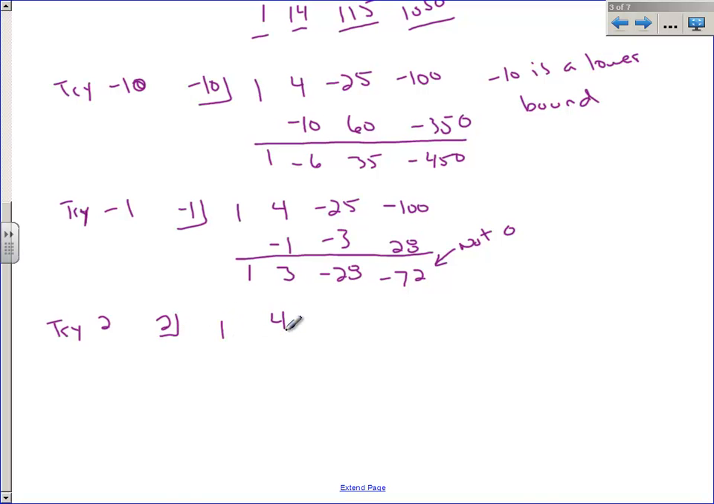1, 4, negative 25, negative 100. Draw a little bar. 2 times 1 is 2. Add. Multiply. What is that? Negative 13? Is that right? Multiply. That didn't work either. Alright, let's try negative 2.